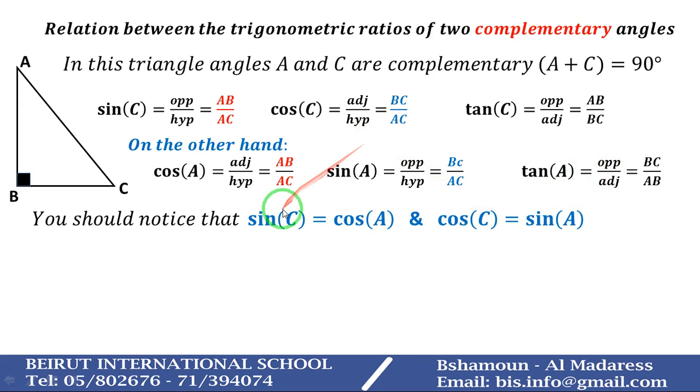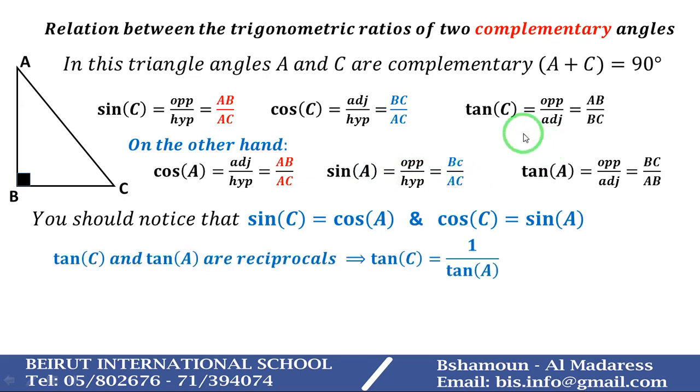You should notice that sine C equals cosine A, equal to AB over AC. And cosine C, which is BC over AC, equals sine A, which is BC over AC. And also, tangent C and tangent A are reciprocals. If you see here, tangent C equals 1 over tangent A.